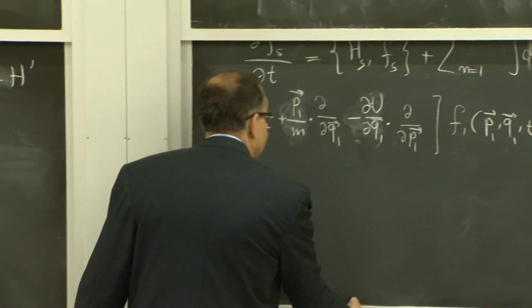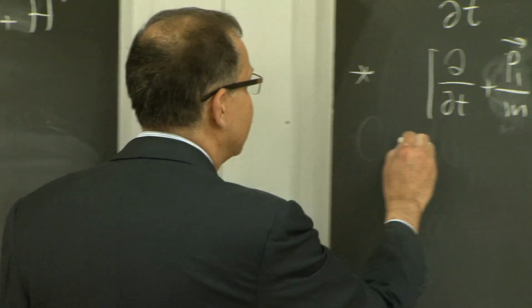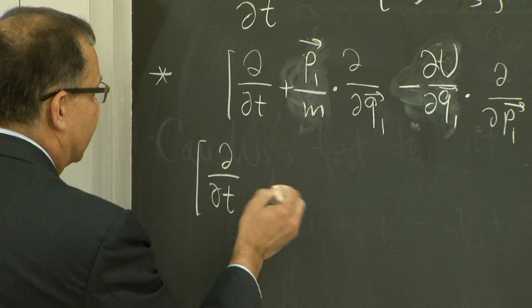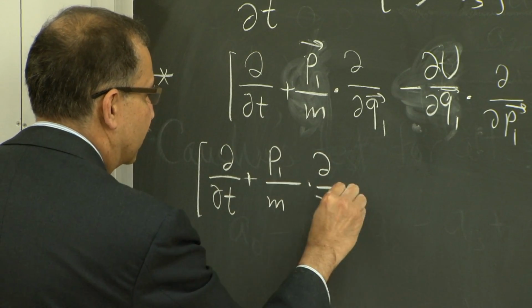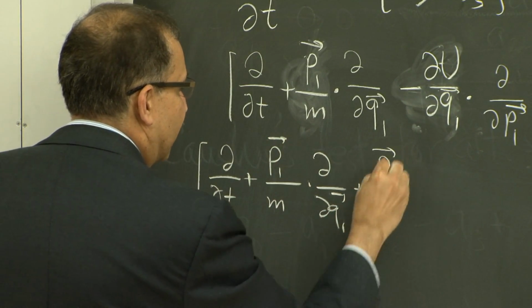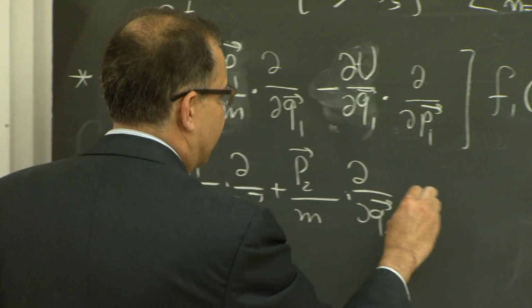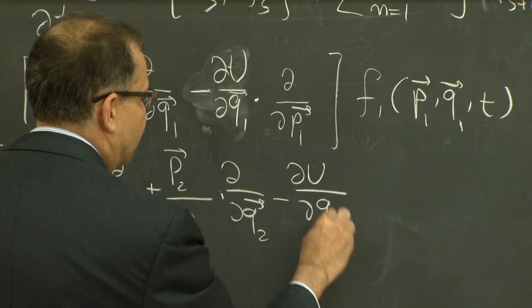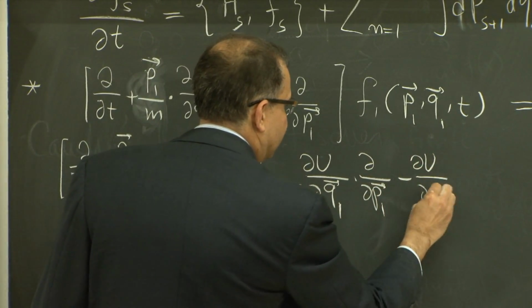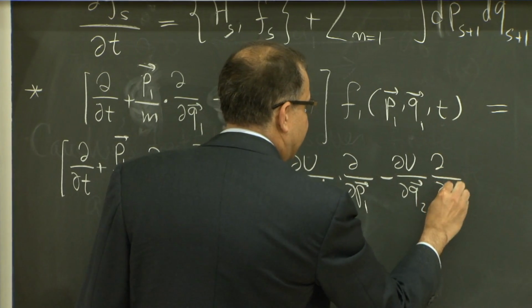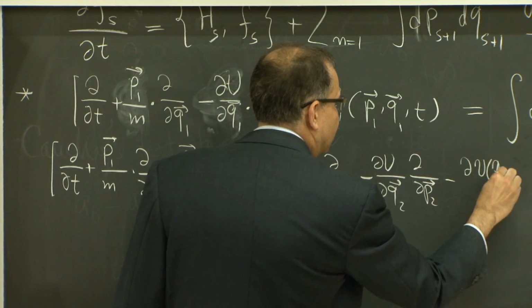Now you say, okay, let's write down, I need to know F2. Let's write down the equation for F2. So I will write it more rapidly. I have p1 over m d by dq1. I have p2 over m d by dq2. I will have dU by dq1 d by dp1. I will have dU by dq2 d by dp2. I will have also a term from the collision between q1 and q2.